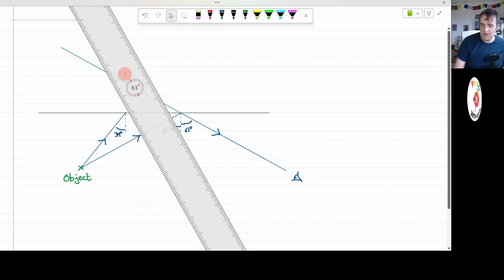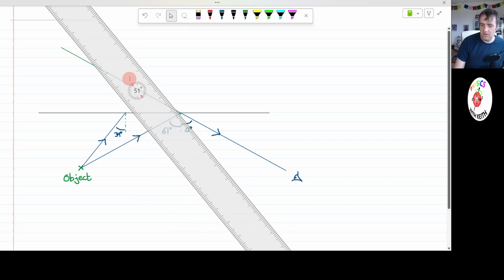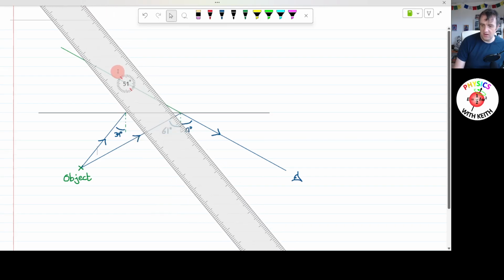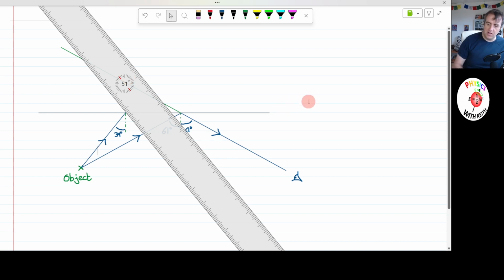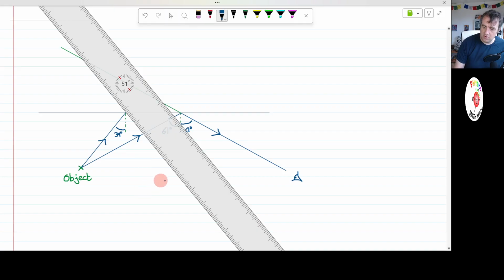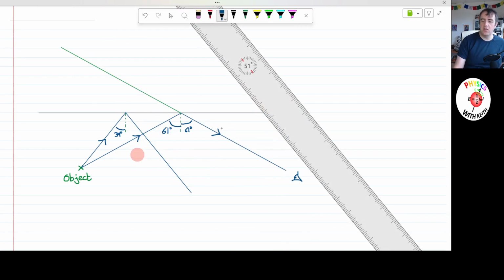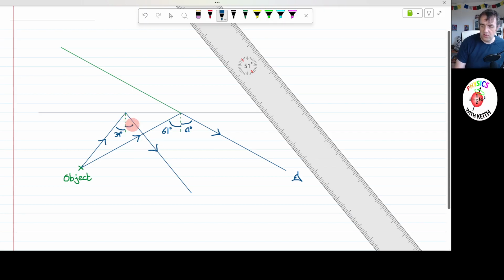So let's rotate this around. There it is, 39 degrees. And I can place my ruler at 39 degrees, just like that, and I can draw my reflected ray. And the light is actually following those blue paths. So that is also 39 degrees.